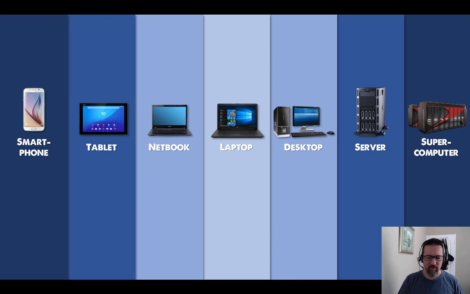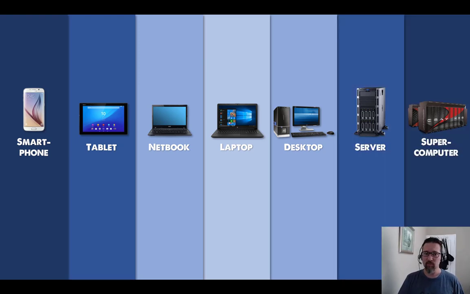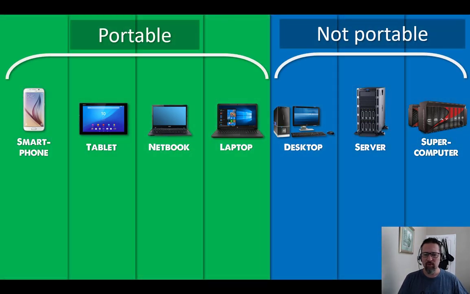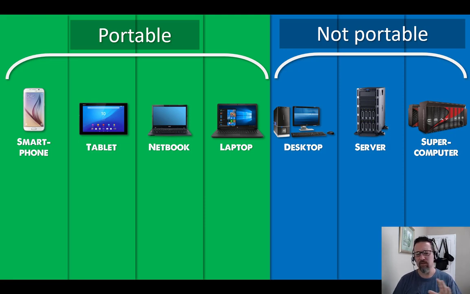We're going to have a look at a whole bunch of them today. We go from smartphones, tablets, netbooks, which I'm sure you've heard of, laptops, desktops, servers, and of course then the supercomputers, which are the big bad boys at the end. So let's have a look. If we put them into two main sections, we've got portable and not portable. You can see here, we have from the smartphone, tablet, netbook, up to laptop, those are portable. They're mobile, so we can pick them up, we can take them around, we can carry them easily, they've got their own power supply, no problem.